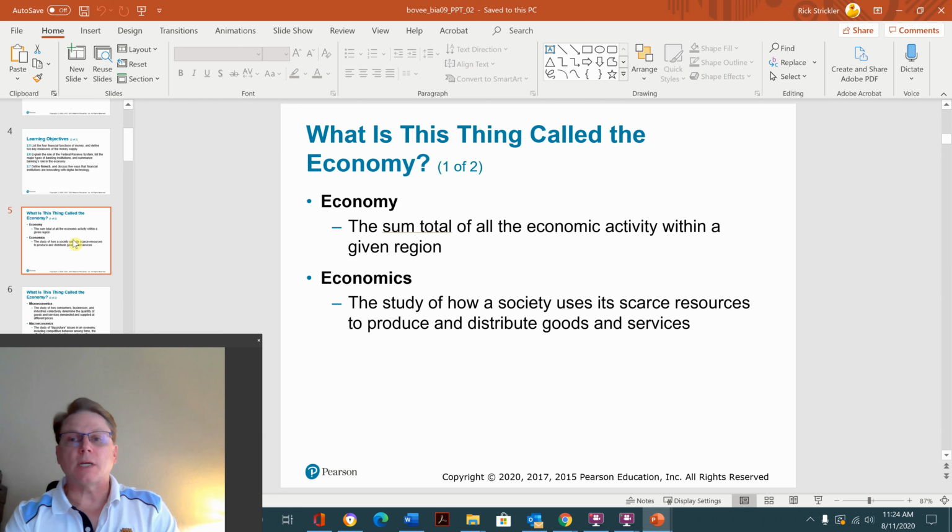Economics is the study of how a society uses its scarce resources to produce and distribute goods and services. If you wanted to go on and do that with the Federal Reserve, you just Google Kansas City Federal Reserve and it'll come up. Okay.